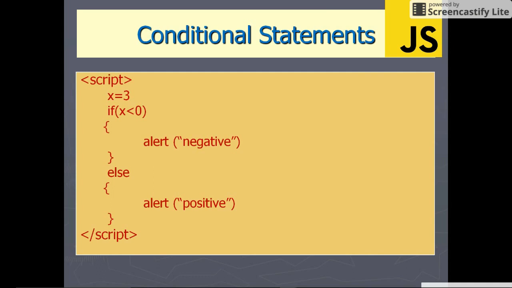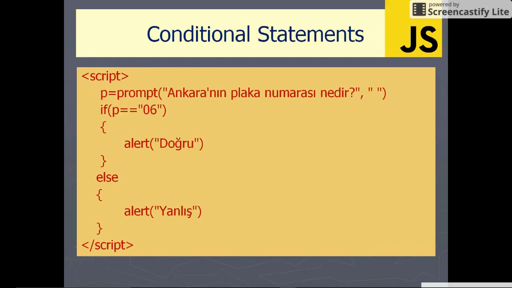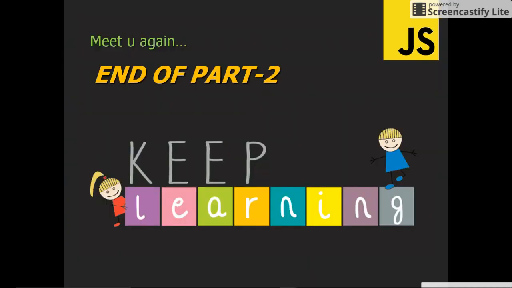This is an example of a conditional statement, if else. Here x equals 3, so the if condition, x is smaller than 0, is not executed, and the else branch is executed, and the printed output will be positive. Similarly, we can check this one also, then this one also.